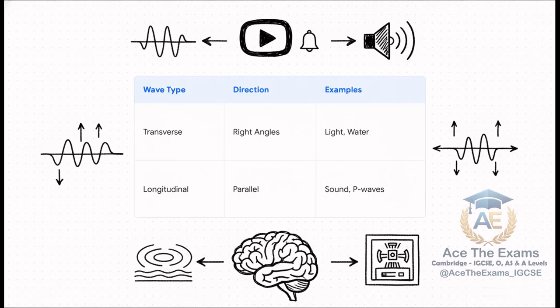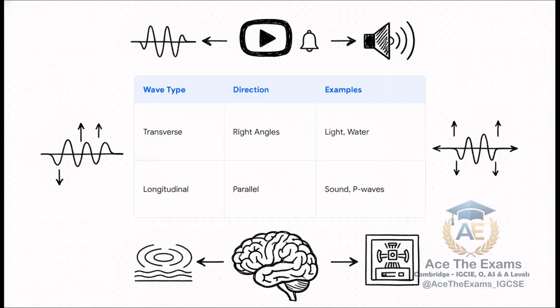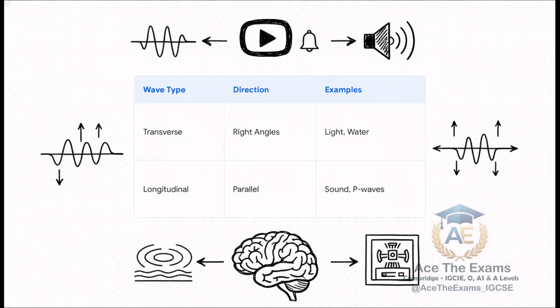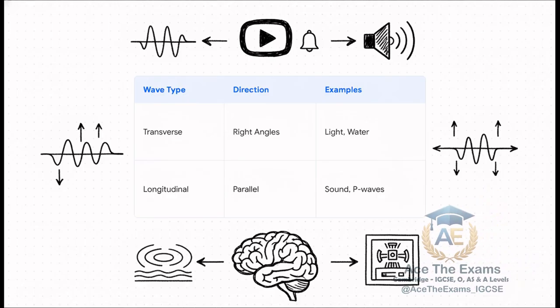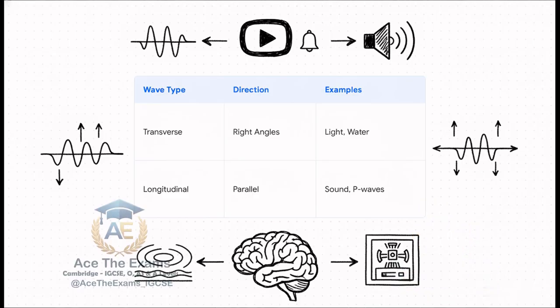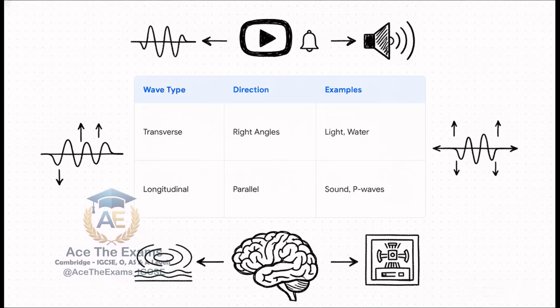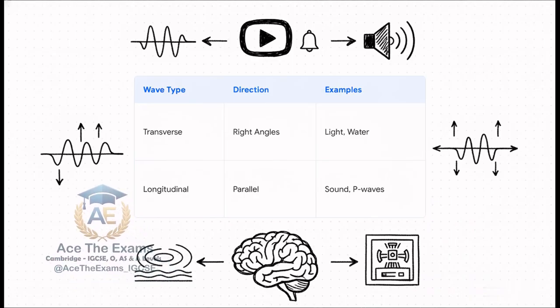Okay, back to it. You need to mentally file the examples on this table permanently into your brain. Let's look at the columns. Under transverse, we have the entire spectrum of electromagnetic waves, so that's light, radio, X-rays, all of them. We also have water waves and seismic S waves from earthquakes. Under longitudinal, we have sound waves and seismic P waves.